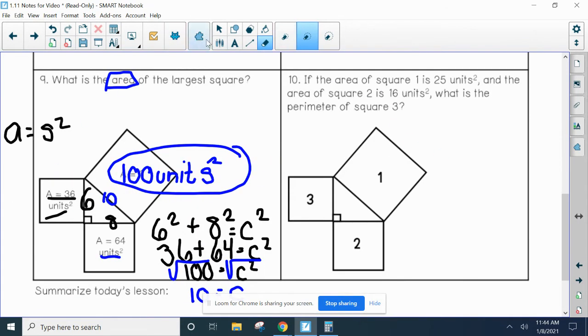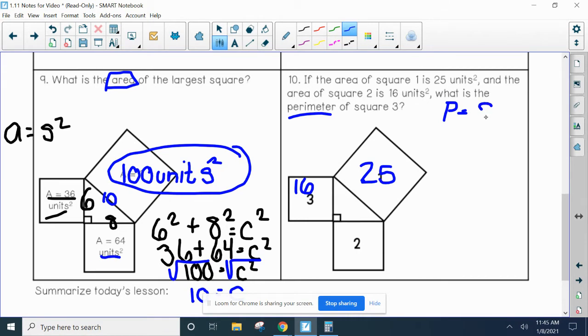It says if the area of square 1 is 25 units, and the area of square 2 is 16 units squared, what is the perimeter of square 3? So again, this is going to be very similar to the other one. And pay attention, they said perimeter, not area. So we know perimeter is side plus side plus side plus side, and area is side squared.